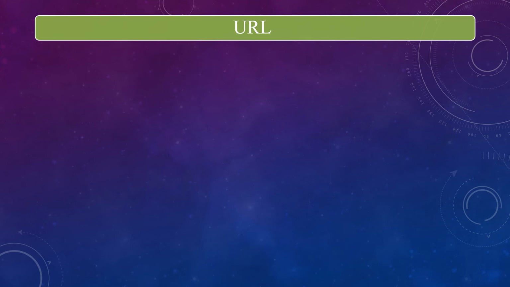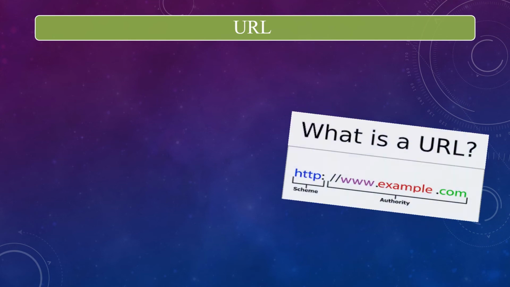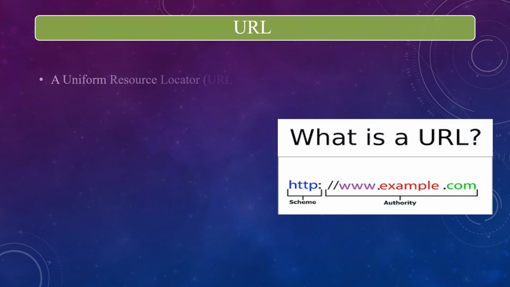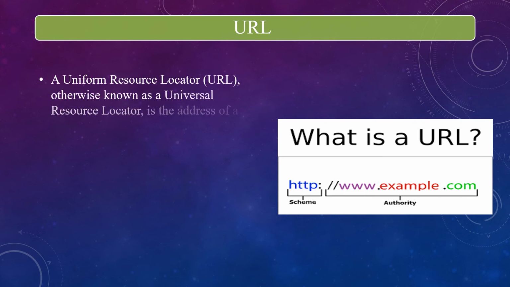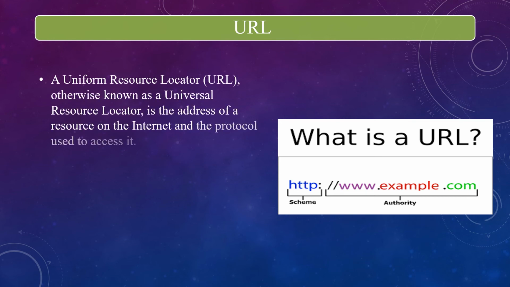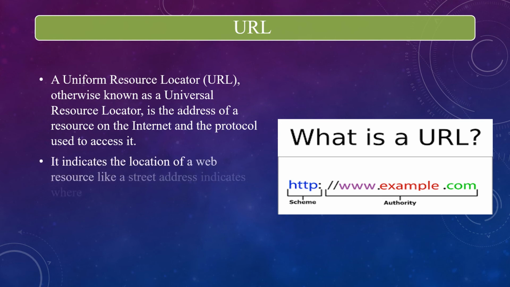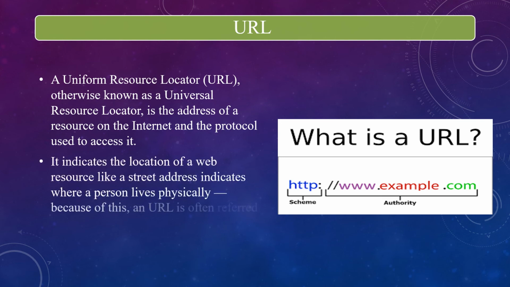Now let's learn about URL. What is a URL? A uniform resource locator, otherwise known as URL, is the address of a resource on the internet and the protocol used to access it. It indicates the location of a web resource like a street address indicates where a person lives physically. Because of this, a URL is often referred to as web address.